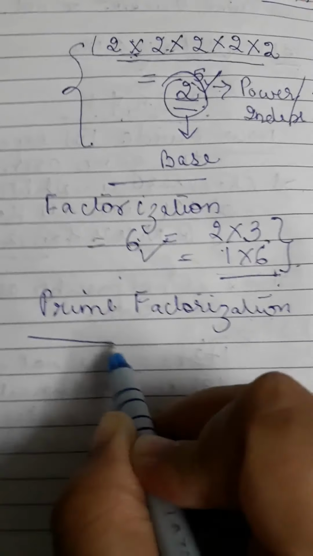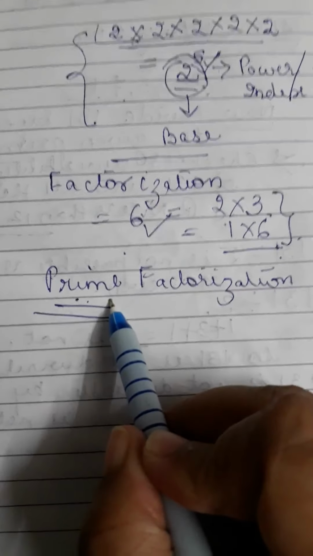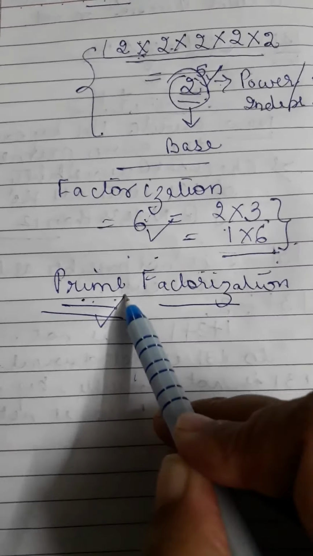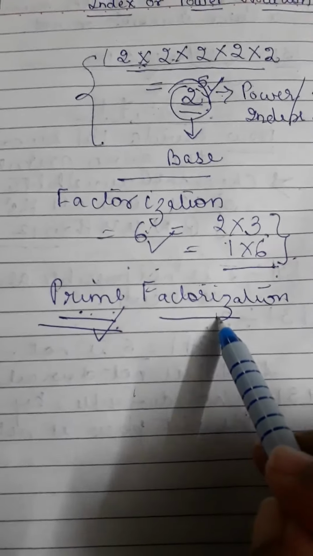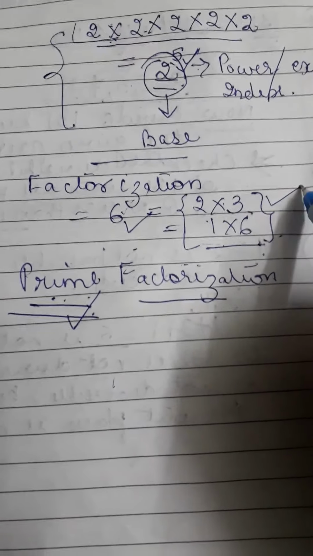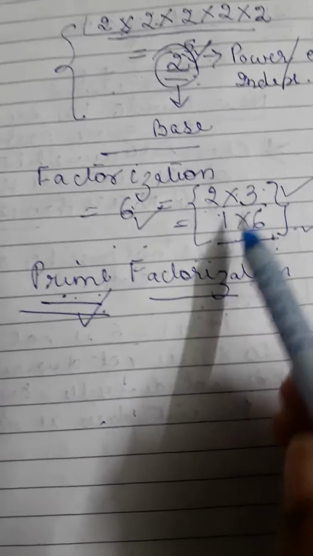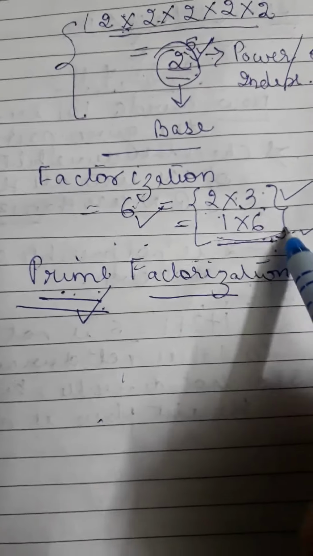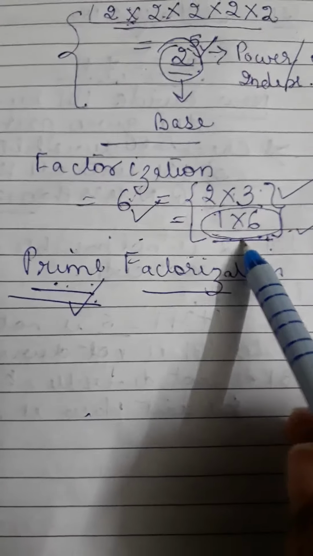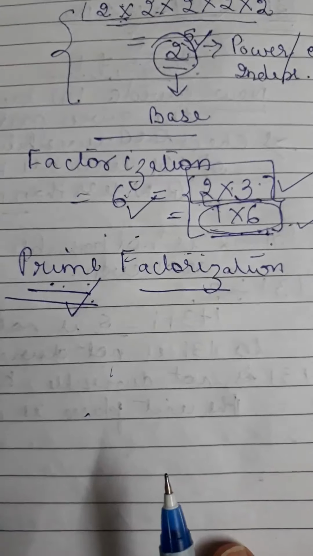First we understand what is prime factorization. With the name only it is clear. What does this name represent? Prime. Prime numbers, you know. When you factorize any number using prime numbers, then that is known as prime factorization. Here I have factorized it in two ways. 2 multiplied by 3, 1 multiplied by 6. Which are the prime numbers? 2 and 3. Are 1 and 6 prime? No. So this is not a prime factorization. It is a factorization but not a prime factorization. 2 multiplied by 3 is a prime factorization.